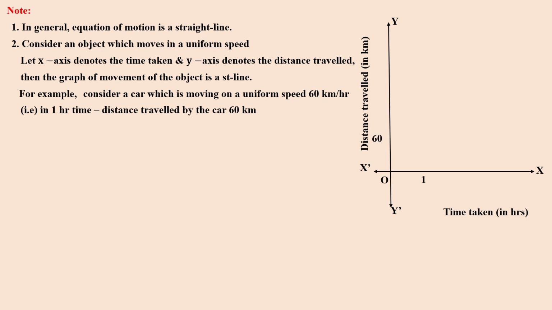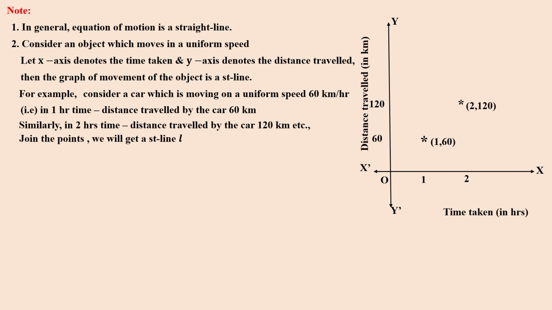So we are marking 1 hour, 60 kilometers. The point is (1, 60), right? Similarly, in 2 hours time, traveled 120 kilometers. So 2 in x-axis, 120 in y-axis. So mark that point (2, 120). Like that you can proceed, 3, 180, etc. We can mark these and join the points. So you will get a straight line.